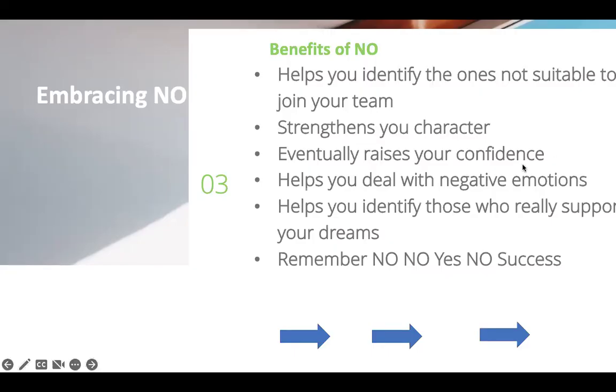Remember, this is a process. No, no, yes, no, no, yes, success. This is a process of what happens. This is a reality of our business. This is not theory. The people who've succeeded know exactly that this is what happens. No, no, yes, no, no, yes, yes, no, no, success. That is how success comes about. So don't avoid the no's.